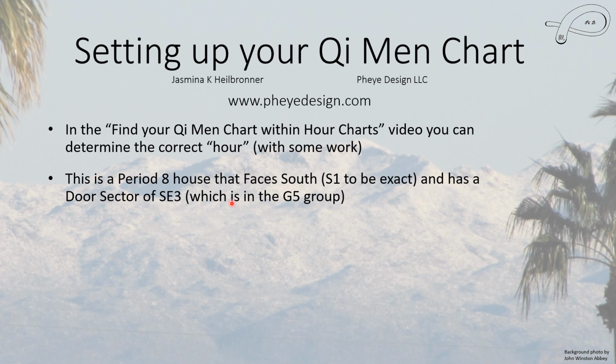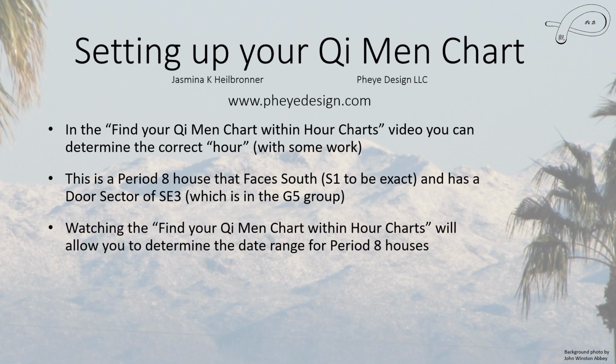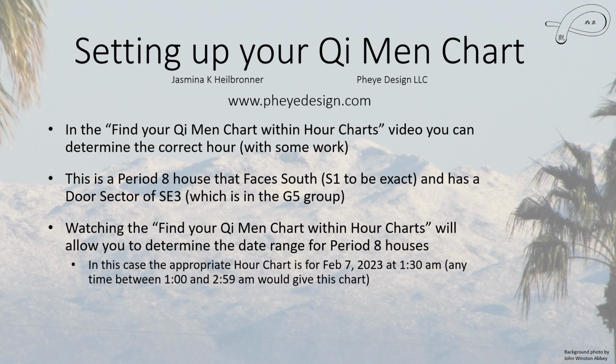Now, this house happens to be a period 8 house that faces south, and it actually faces south 1, if you want to be exact. Its door sector is southeast 3, which puts it in the group 5 group of door sectors. And if you do this, you can actually find out what dates or date ranges you need to look at for this house. And when you do it, you can find that this house chart is going to be this date at sometime between 1 and just before 3 a.m.